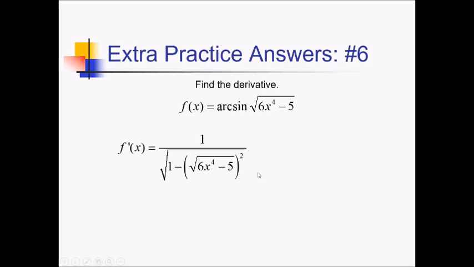Let's multiply now by the derivative of this square root. So that's really going to be 1/2 times all the stuff inside to the negative 1/2. And finally, we have derivative of 6x to the 4th minus 5, which is 24x to the 3rd.